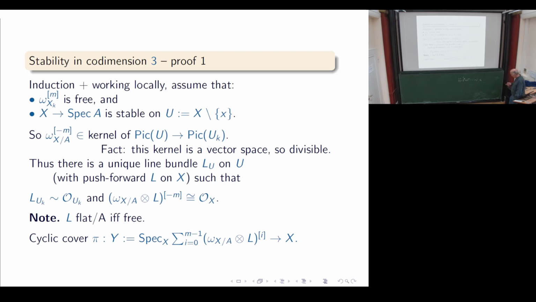See, I would like to prove that whatever happens in codimension 3 does not matter. Now I use induction on the dimension, working locally. We assume that if I'm on the central fiber, then the m-th power of omega is free, and stability holds outside this closed point. So that will be my U. Okay.